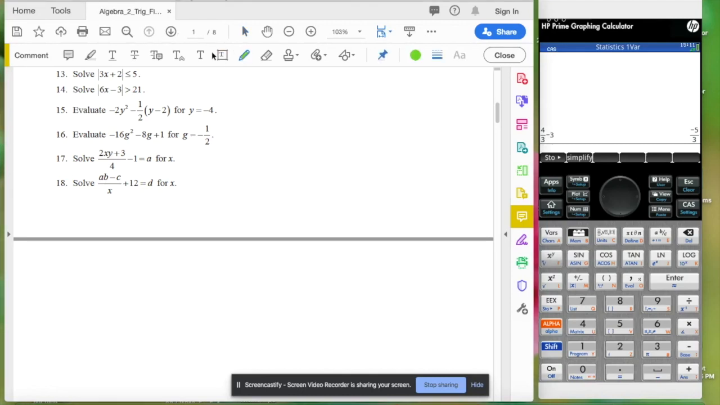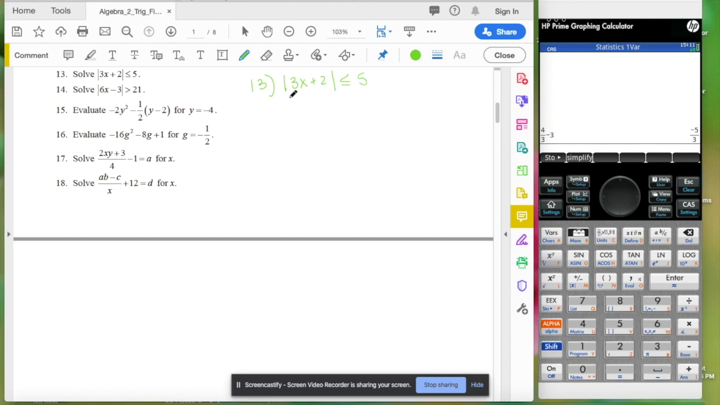Alrighty, so here is 13 through 18. So for 13, we have another absolute value equation. So we have absolute value of 3x plus 2 is less than or equal to 5. But instead of an equation, it's an inequality.